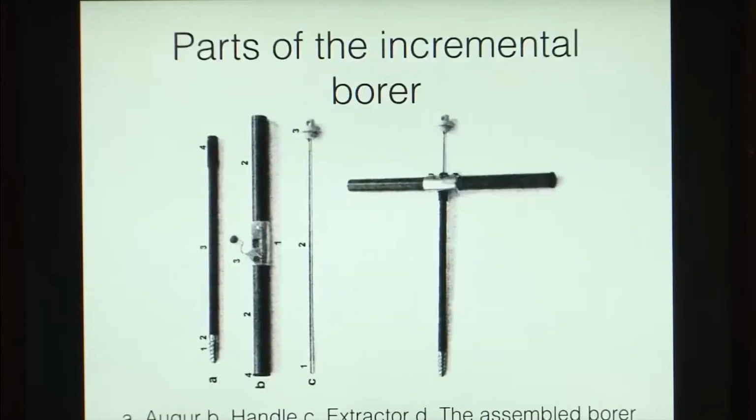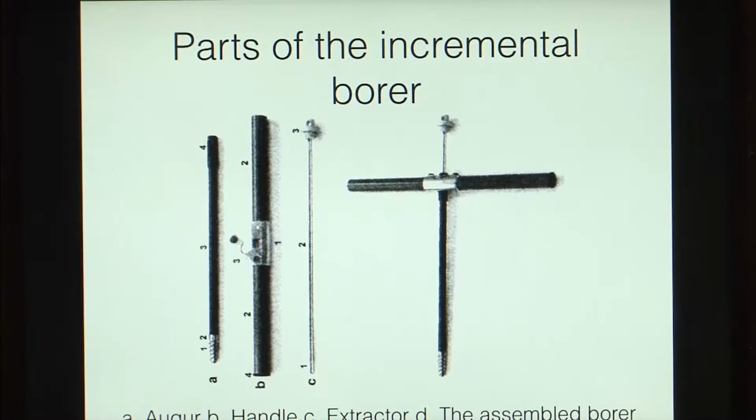An increment borer is used in a very similar fashion to the bark gauge. So, this slide now tells us the parts of the increment borer. It has three parts. If you go from left to right, it has an auger, a handle and an extractor, and then at the very end we see an assembled borer.